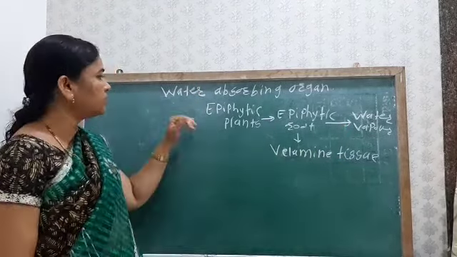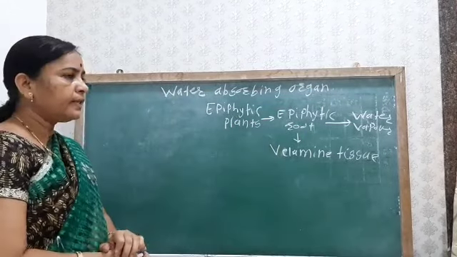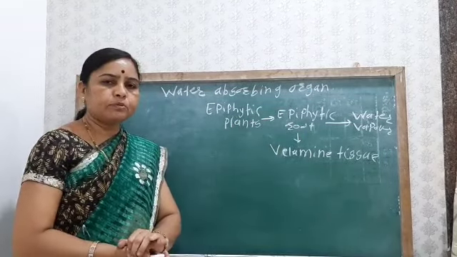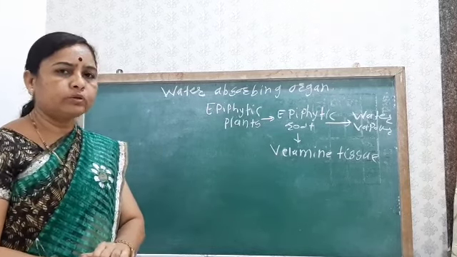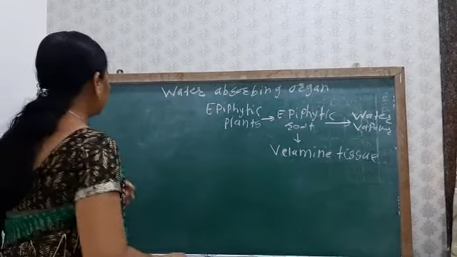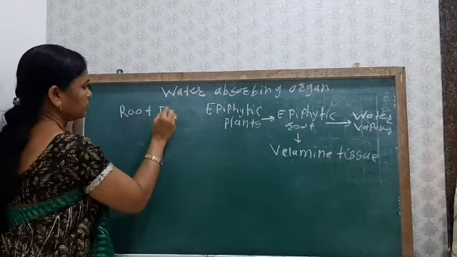Today we see the water absorbing organ, that is the root. First we see how the water is absorbed. Water is mainly absorbed by the plant from the root tip. So first we see the structure of the root tip.